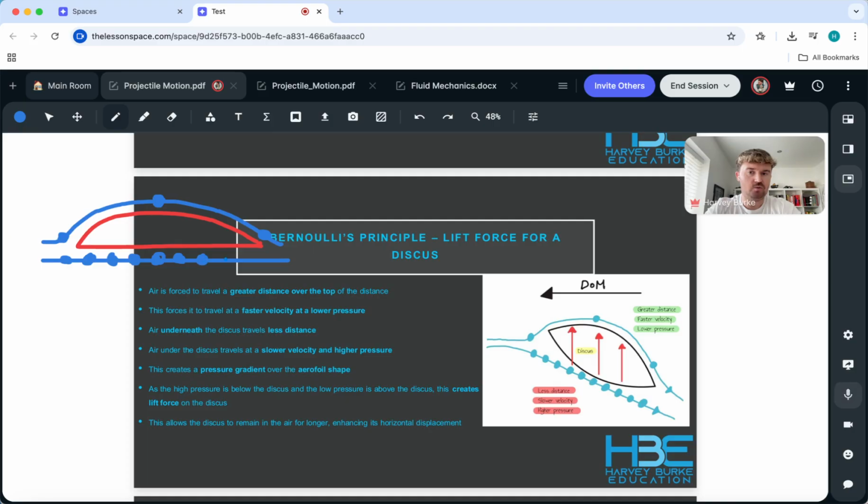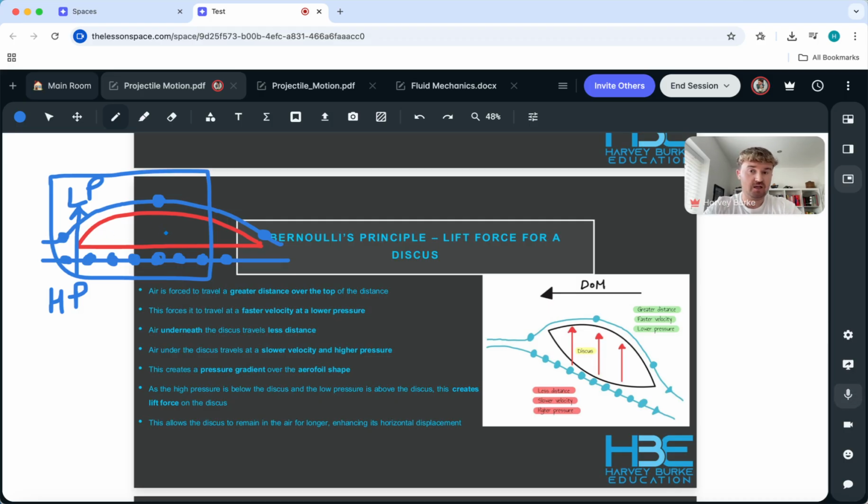And because the air particles are closer together, if you were to take a cross section of this here, you can see that there's more air particles in that space. So that creates a high pressure, whereas there's less air particles here. So that creates a low pressure. So what we're saying there is that when air has less distance to travel, it travels at a slower velocity, but a higher pressure. And then when air has more distance to travel, it travels at a faster velocity, but at a lower pressure. So whatever you say about the velocity of the air, you say the opposite about the pressure. So Bernoulli's principle is all about creating this pressure gradient of high to low pressure.